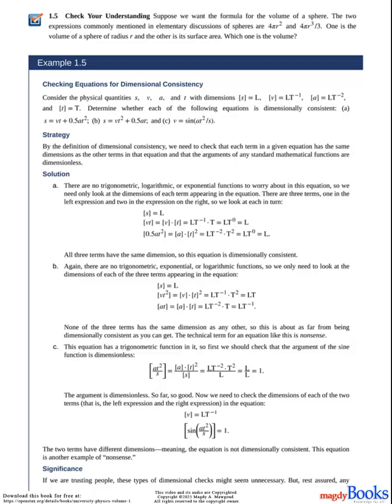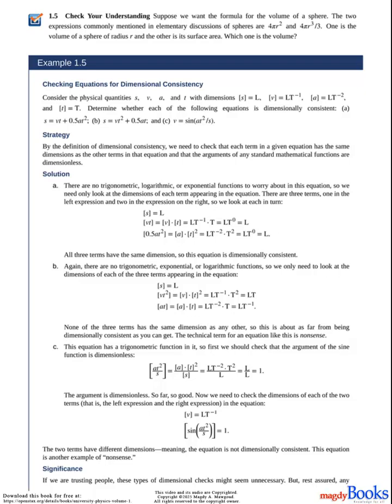B. Again, there are no trigonometric, exponential, or logarithmic functions, so we only need to look at the dimensions of each of the 3 terms appearing in the equation. [s] = L. [vt²] = [v]·[t]² = Lt⁻¹·t² = Lt. [at] = [a]·[t] = Lt⁻²·t = Lt⁻¹.